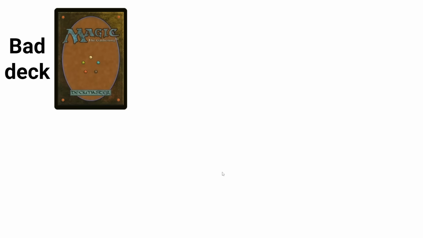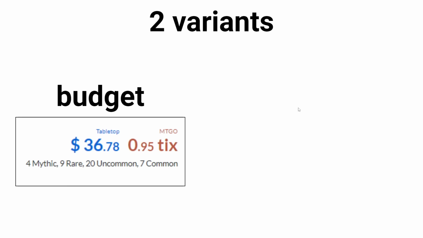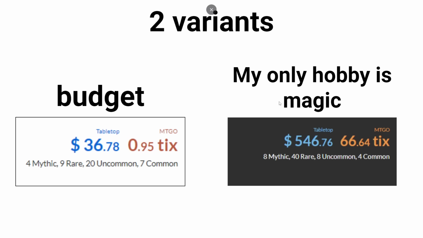Thing is, there's a lot of Barls in Magic the Gathering, but then there's also some really cool people in Magic the Gathering. So that's why we make this bad deck to purposefully lose when playing against a Barl, and then we make this good deck to play normally against the people that we want to play against. But we're working on the bad deck, not the good deck, this video. So time playing bad Magic will go down, and then time playing good Magic will go up. So you'll be at a net profit. So there's two variants to this deck. There's the budget variant, and then there's the my only hobby is Magic the Gathering variant. This one is a lot better, but the budget will do just fine.